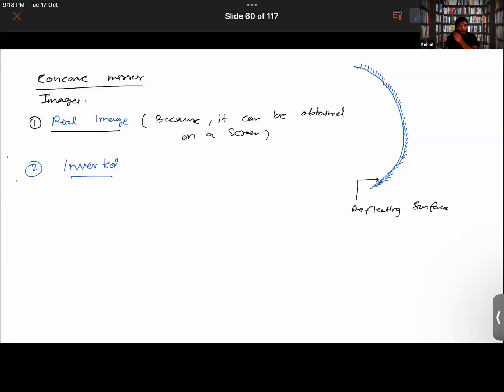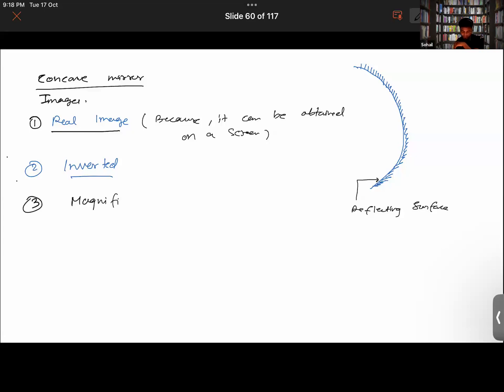Upright, in what manner? Sideways inversion is there, or top to bottom inversion is there. Top becomes bottom, or the bottom of the object becomes the top. In that manner, the inversion takes place. Exactly. Either way you can say it, right? So the image is real, inverted, and it is magnified also.